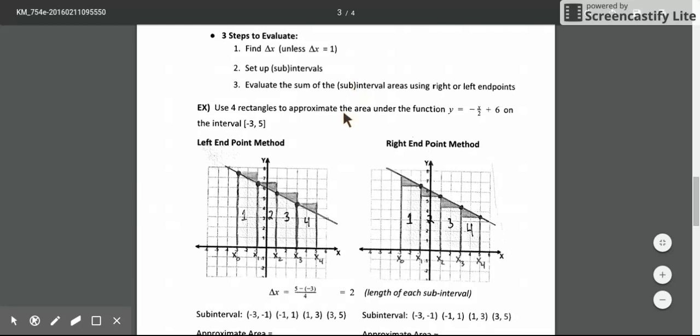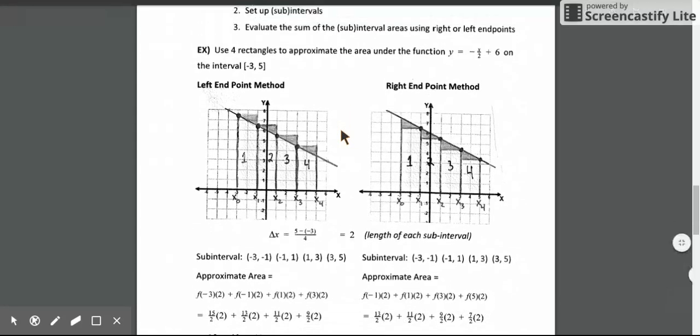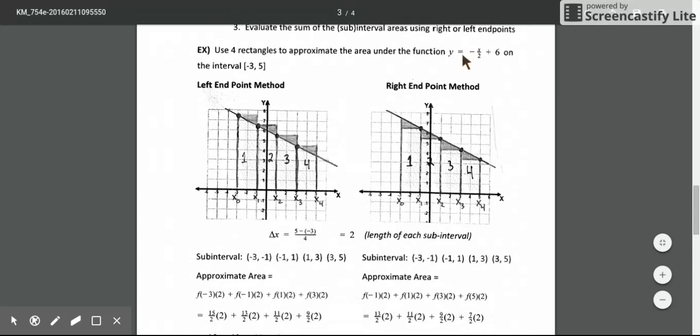So let's use 4 rectangles to approximate the area under this function, in between these two numbers, -3 and 5, or on the closed interval, -3 to 5. So what we can do is visualize it. I can draw this function on a coordinate plane. It's a decreasing linear function with a slope of -1/2 and a y-intercept of 6. We can sketch out that function, and I can visualize what area I need to find for this interval in between -3 and 5.